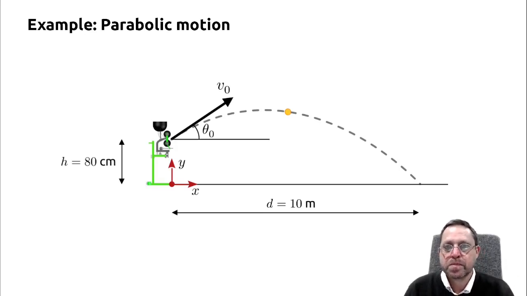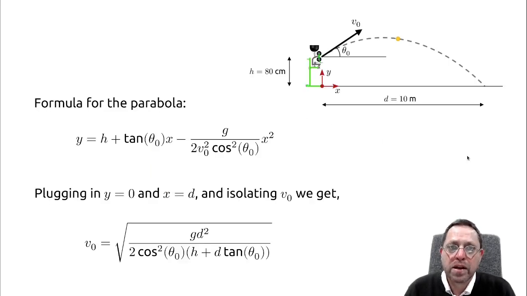That's d. So to solve this problem, we're going to make a simplifying assumption that there's no air resistance and that the ball is only affected by gravity. And in this case, it follows the trajectory of a parabola, which is this dotted gray line. So if you apply Newton's laws to the ball, you will find a formula for the parabolic trajectory in terms of h, theta naught, and v naught, and the constant g of gravity. And that formula is right here.